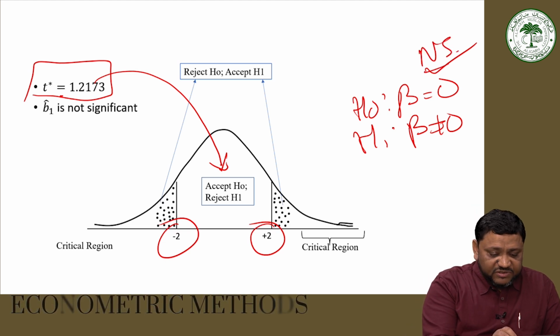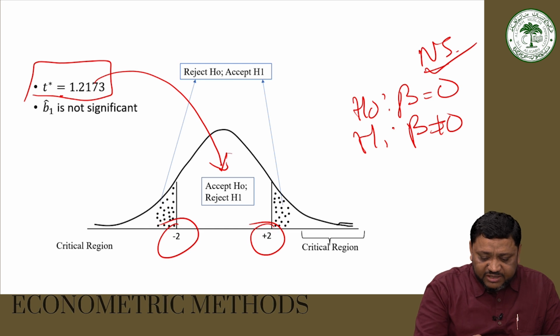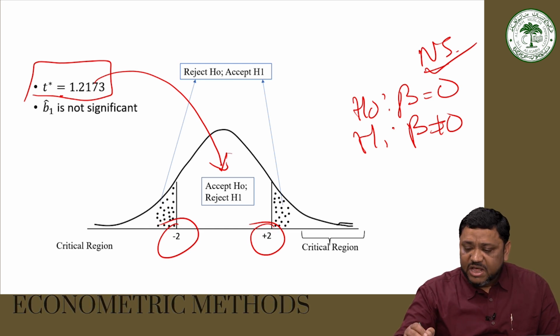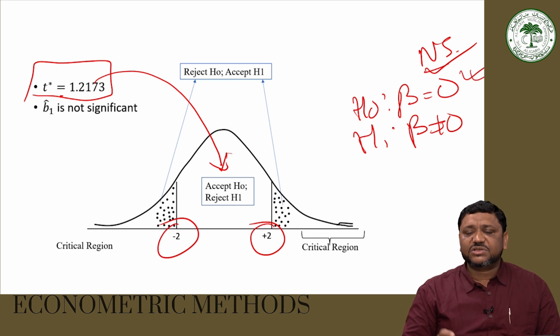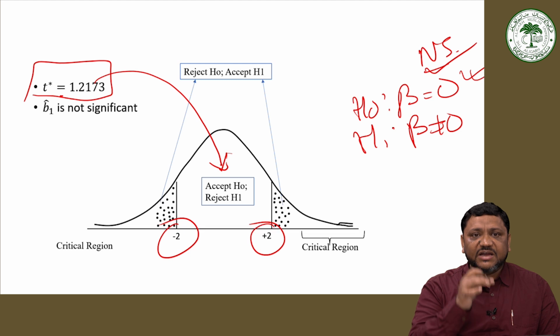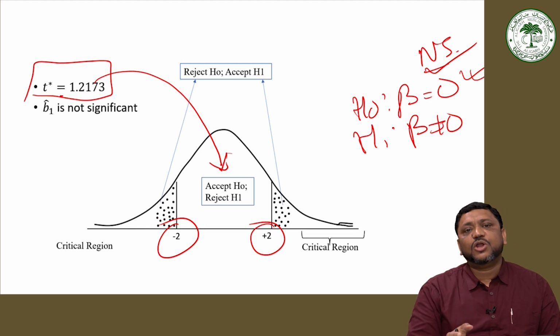Now what is happening, if you see, our t asterisk is falling in this acceptance region. In this region we accept the null hypothesis. The moment we accept the null hypothesis, we can say that this variable, beta 1, is not significant.